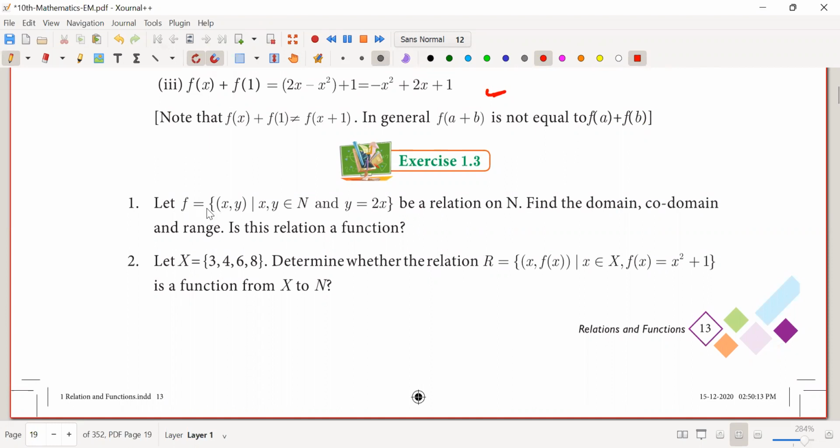x and y, both terms of natural number. So y equal to 2x be a relation on N. Find the domain, codomain and the range. Is it a relation? Is this relation a function? What do you think?